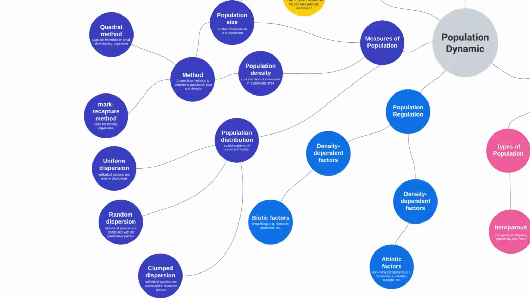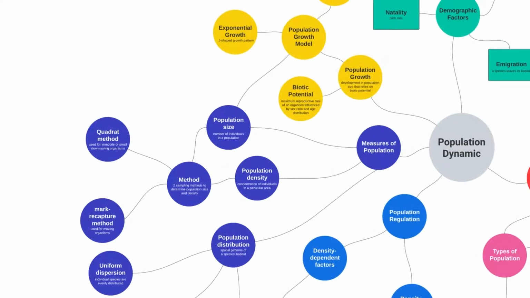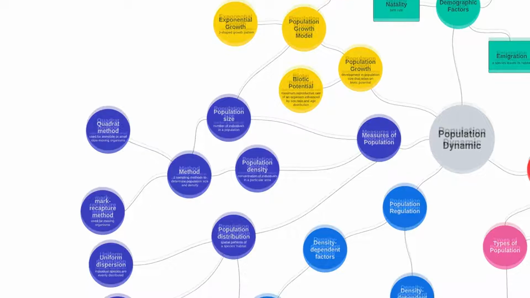To measure population, one should determine the population size, which is the number of individuals in a population, and the population density, which is the concentration of individuals in a particular area. As you can see, the population size is connected to population growth because it is intimately related to each other, in a way that we are basically talking about population size when determining population growth.